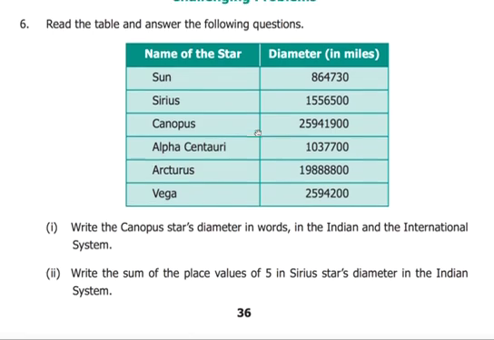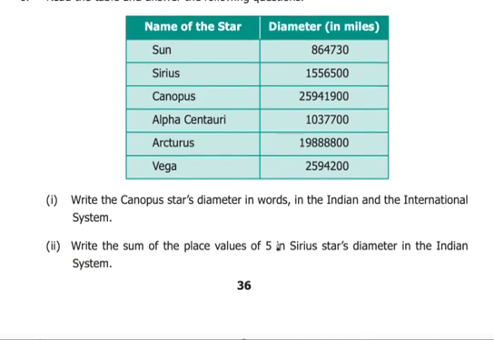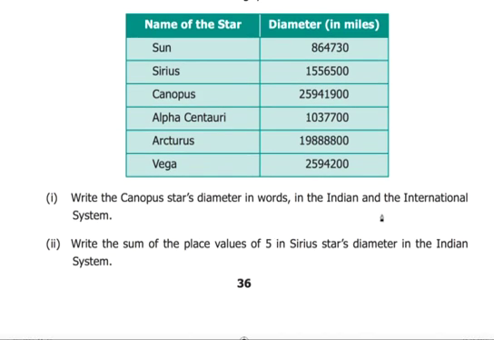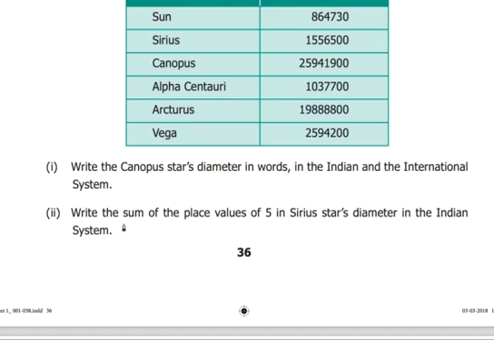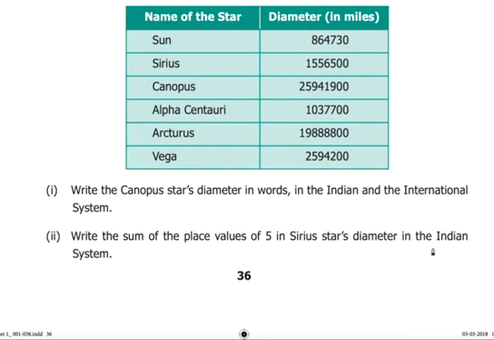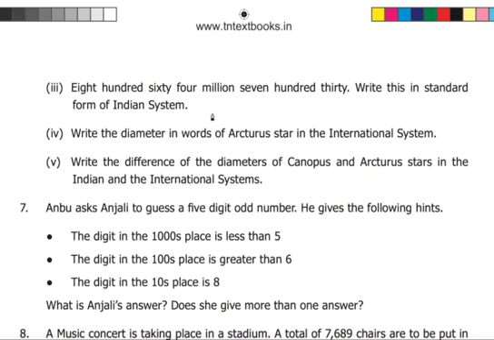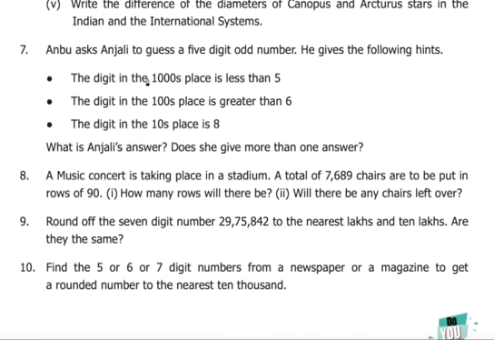Challenging problems. These are challenging problems. Read the table and answer the following questions. Write the Canopus star's diameter in words. That also you can do. In the Indian numeration system, that also you can do. Write the sum of the place values of 5 in Canopus star's diameter in the Indian system. This also you can do. These you can do easily.